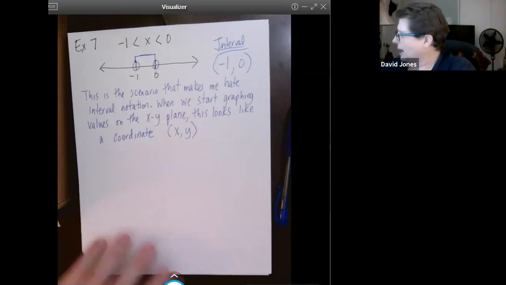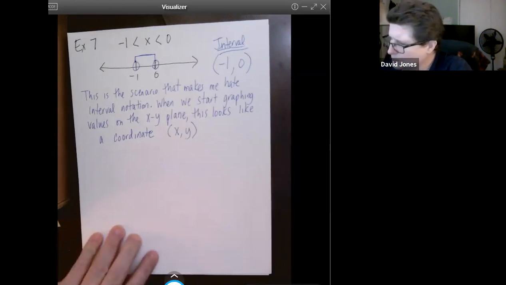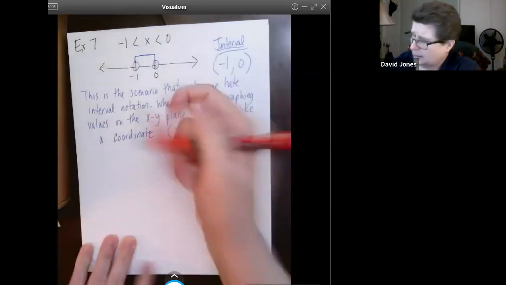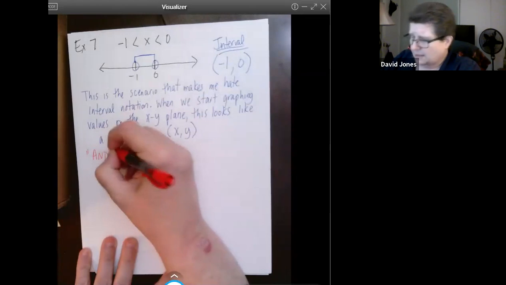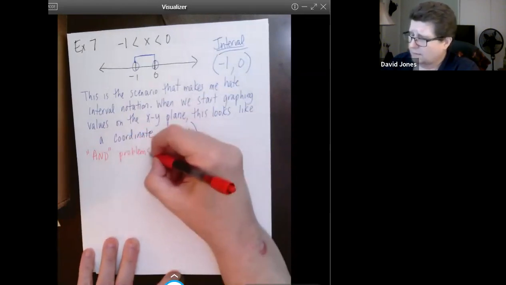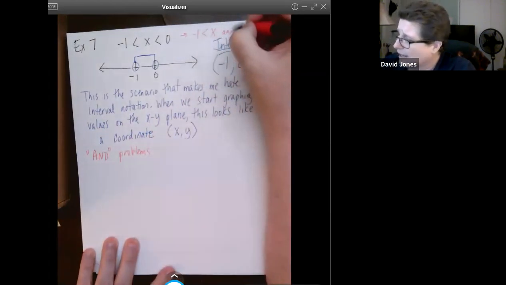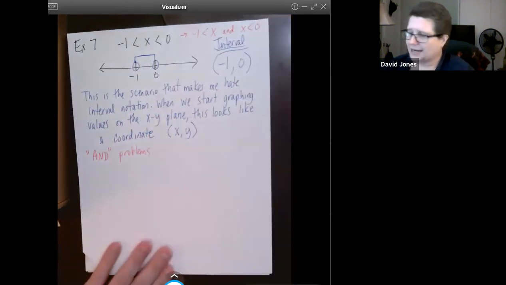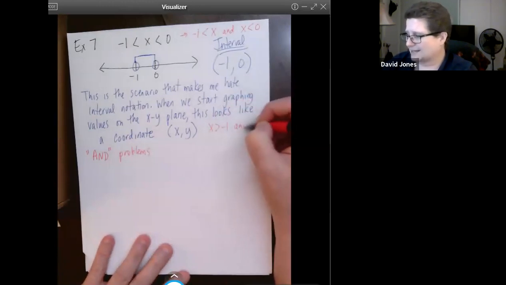Okay. There is another scenario that pops up quite frequently. Believe it or not, this one shows up a lot. The "and" problems. This is -1 is less than X and X is less than 0. That's the same kind of idea. I could write it like that. Or I could write it as X is greater than -1 and X is less than 0.